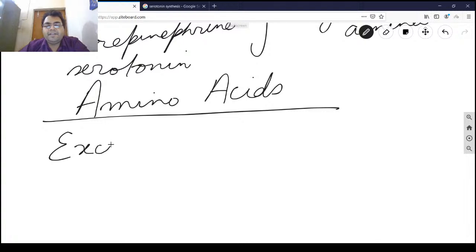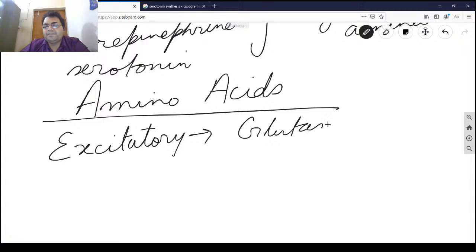So here you have excitatory. You always should know this table for any competitive examination. Then glutamate, glutamate, aspartate.